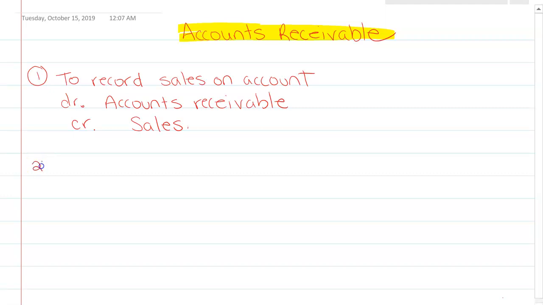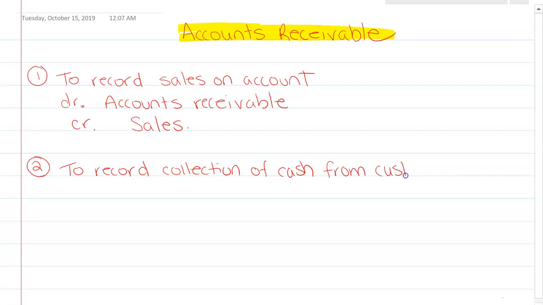So then the second journal entry would be to collect the cash from the customer. So I'll call this one to record collection of cash from customer. So we'll debit cash, so that will increase that, and then we'll credit our accounts receivable. So then we'll end up decreasing our accounts receivable when they pay us off what they owe us.